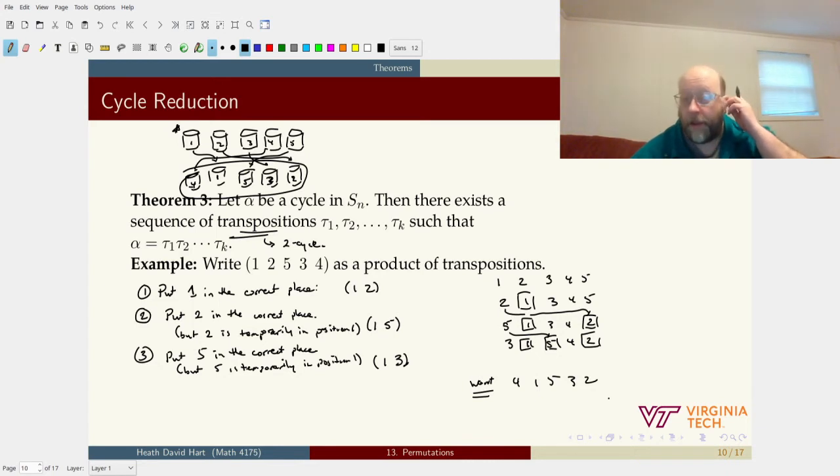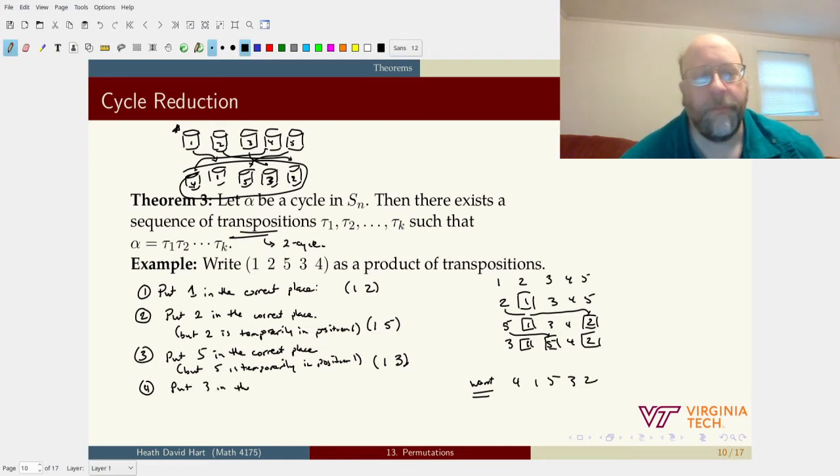All right. And then the next thing we have to do is take the 3 that's in position 1 and move it to its correct place. Put 3 in the correct place. Okay. There's a pattern here. Whatever is the second number of the cycle becomes the number that we move in the next step.